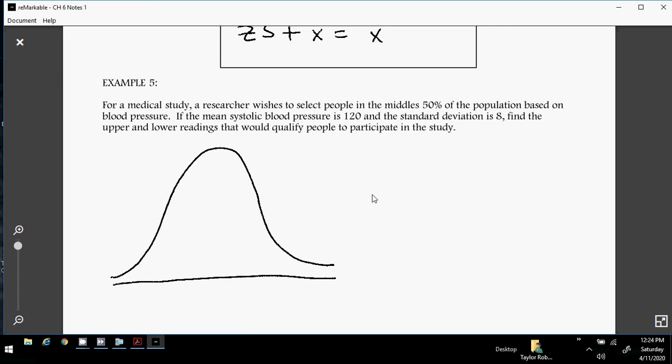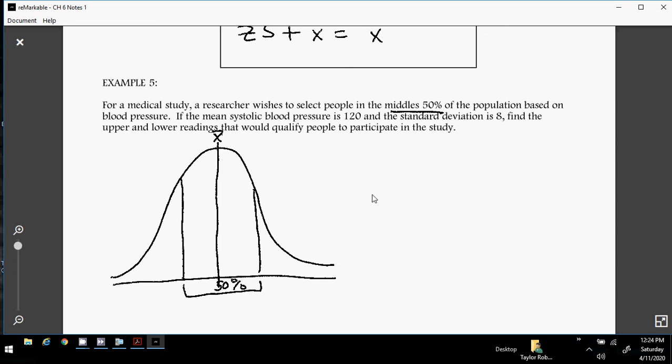Alright, so we're going to read it. It says, for a medical study, a researcher wishes to select people in the middle 50%. Alright, so if this is my X bar, remember X bar is exactly in the middle. So the middle 50% would be about right here. Okay, so we're going to say this is 50% of our data. Right?